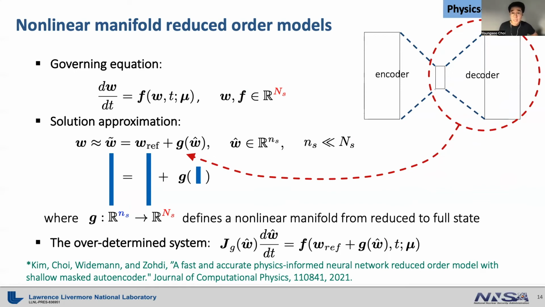It can be completely nonlinear. As it is depicted in this slide, the decoder neural network can be used as a nonlinear manifold solution representation. By doing so, you are adding more nonlinearity to the nonlinear system of equations you have. So the hyperreduction becomes really important here.